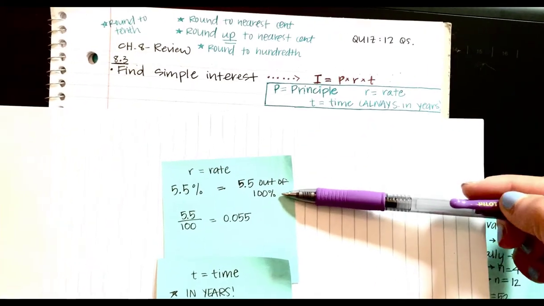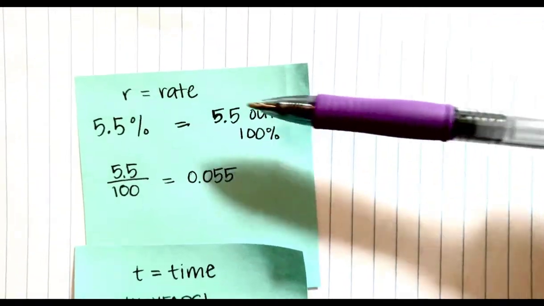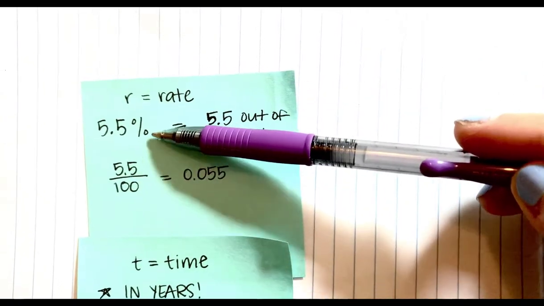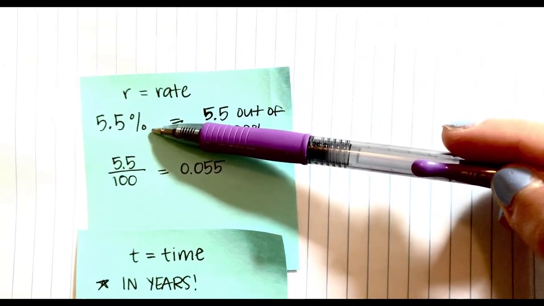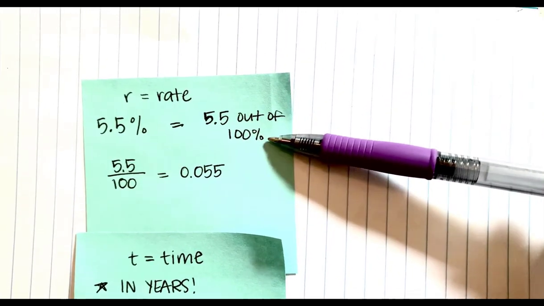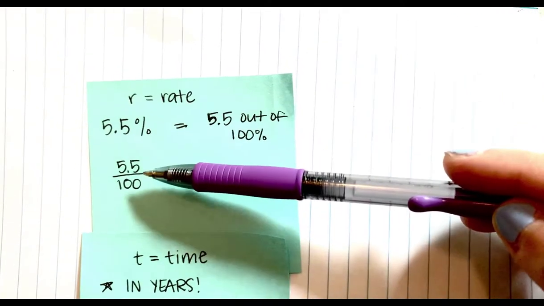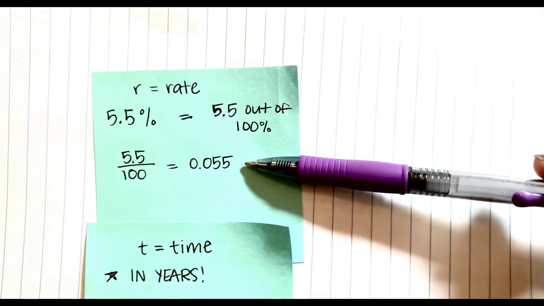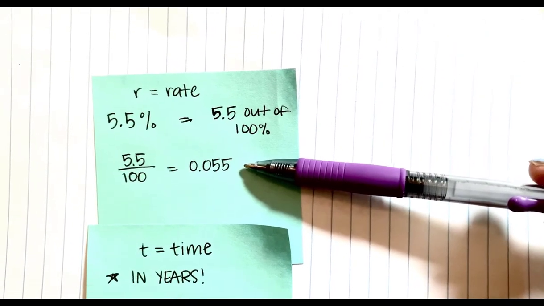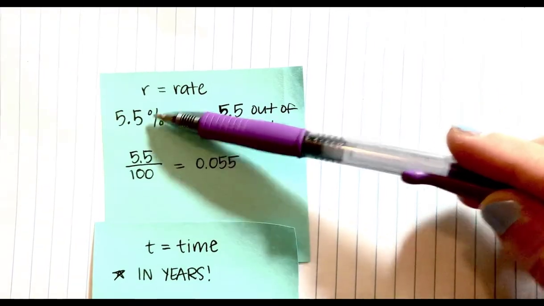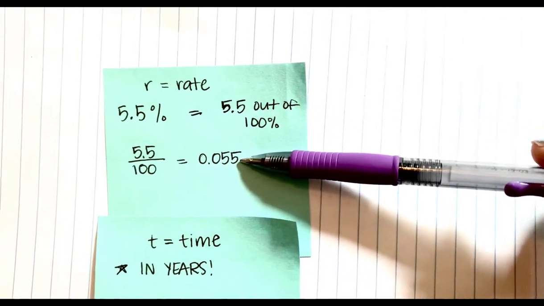And so our rate, that is our R in the formula. Say that they give you 5.5% as the interest rate. 5.5% is 5.5 out of 100%. So 5.5 divided by 100 is 0.055. This is our R. This is what we're going to put into our formula. We're not going to put 5.5. We have to put the decimal version.